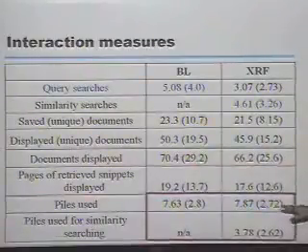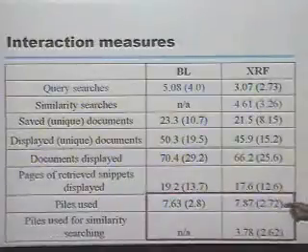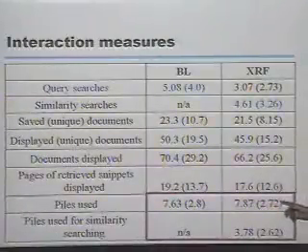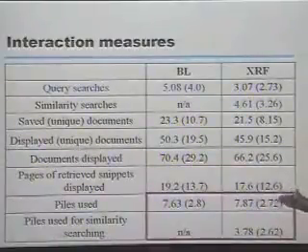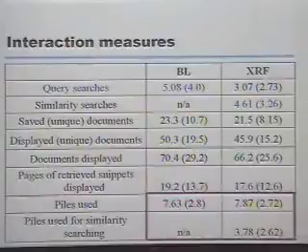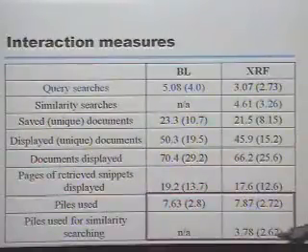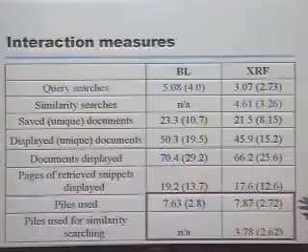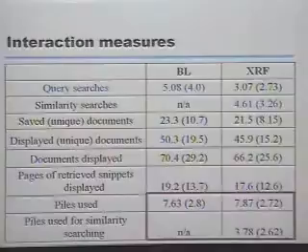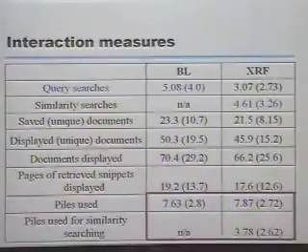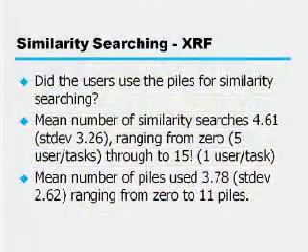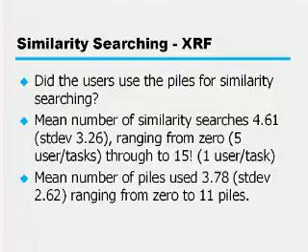They basically used about the same number of piles for both the baseline and the XRF system, which suggests to me that they were finding the piles useful even without the similarity searching. On the XRF system, they used on average 3.5 of the 8.5 piles that they generated. So they generated about 7 or 8 piles, and they used about half of those for similarity searching. I think that number may very well be a function simply of the fact that they were only given 20 minutes for the task.